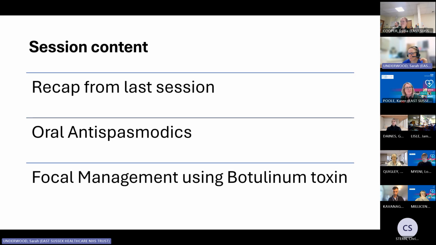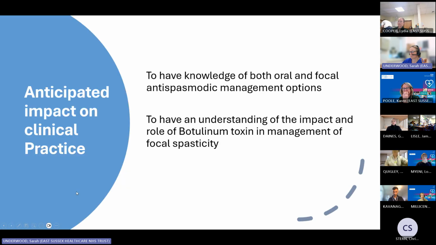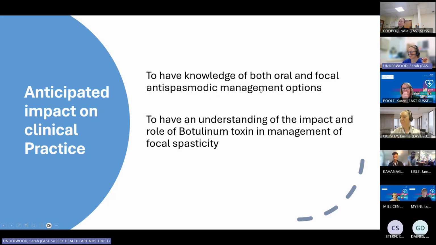So you've got myself, Karen and Emma presenting today. We're going to switch between us, and these are our goals. So, two goals of the session. We'd love you to come away with having a knowledge of both the oral and focal management options for spasticity, and to have an understanding of the impact and role of botulinum toxin in the management of spasticity.